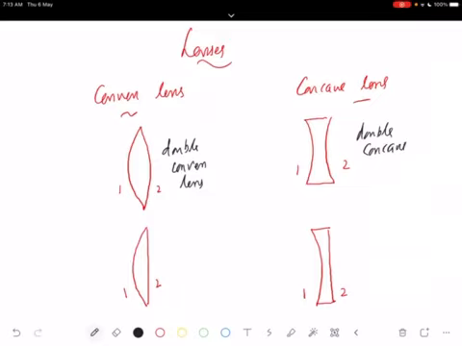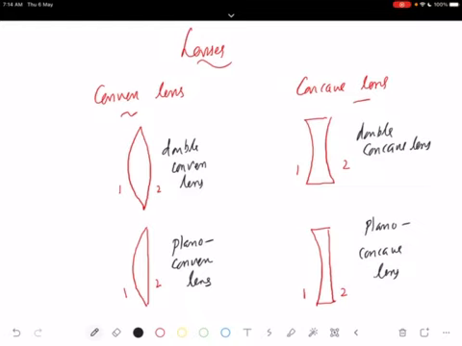Double concave lens. And here one surface is plane and the other is a curved surface. So we call this plano-convex lens. Here one surface is plane, the other is concave shape. So we call this plano-concave lens. Okay, plano-concave lens. So this is the way we classify.